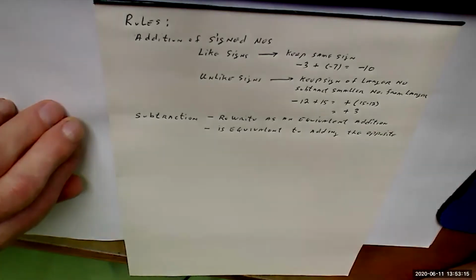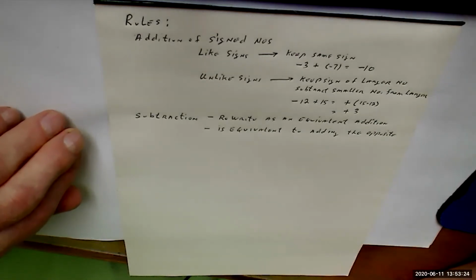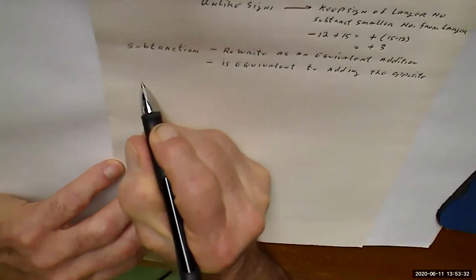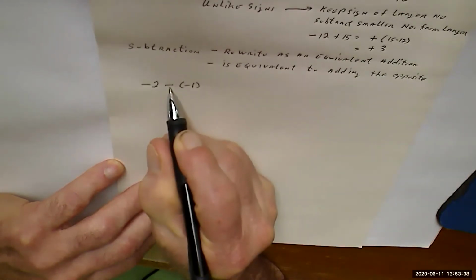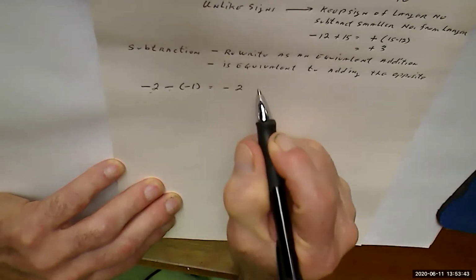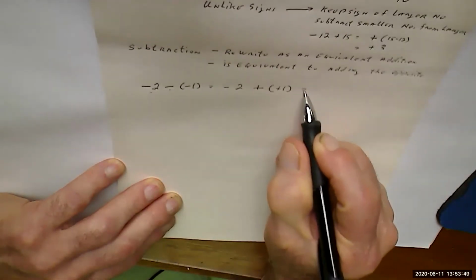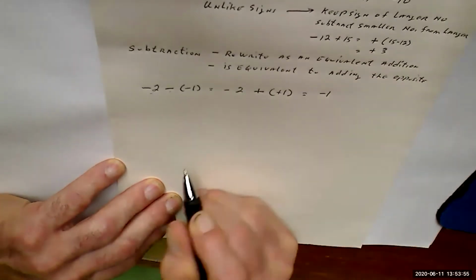The way we do subtraction is we rewrite it as an equivalent addition problem. And a subtraction is defined as being equivalent to adding the opposite. For example, if we had -2 subtract -1, notice the subtraction symbol is what's separating the two signed numbers. We rewrite it as -2 add, instead of subtraction, the opposite, which would be +1. And then we use the rules of addition. -2 + 1 would be a -1.